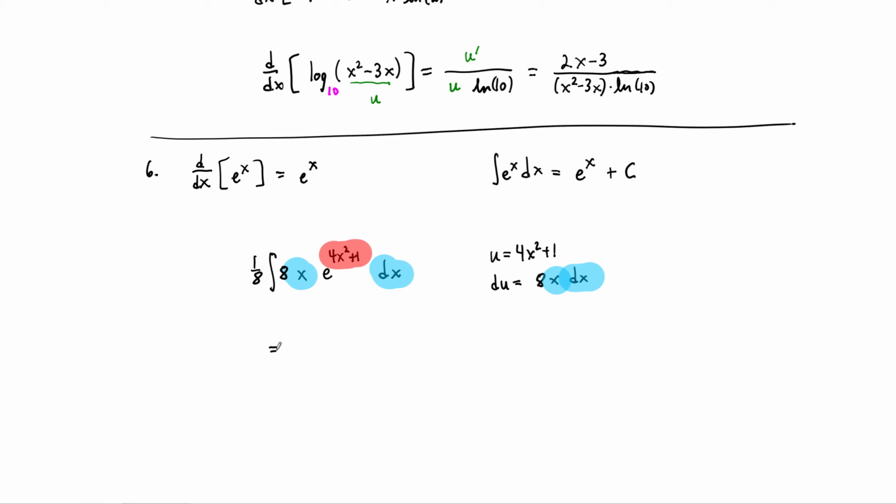And at this point, what does this become? It becomes 1/8 integral e to the u du, antiderivative, right? And we know the answer. The answer is 1/8 e to the u plus c. And now we just plug back in what u is. So this is 1/8 e to the 4x squared plus 1, all upstairs, plus c.